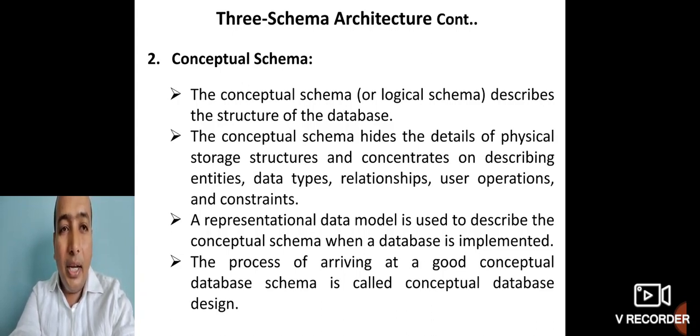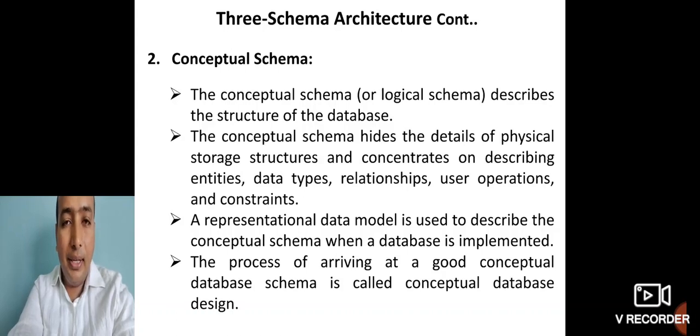See, a representational data model is normally best suited to describe the conceptual schema when a database is implemented. So you have to remember, when you are implementing your database, you need to take care of what data model you are going to use. I think in our initial sessions you have learnt about different data models, isn't it? Among them we have a model called the representation model. This is the best way we can describe our conceptual schema when you go for implementing your databases.